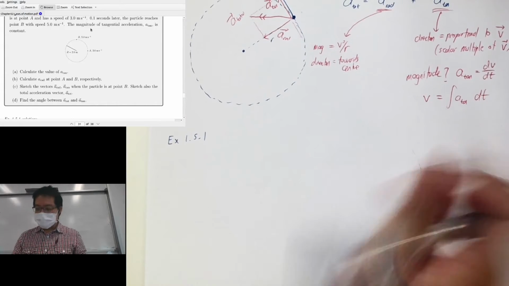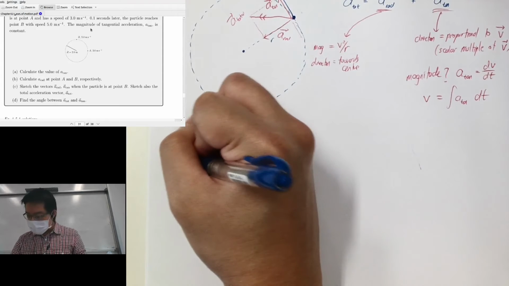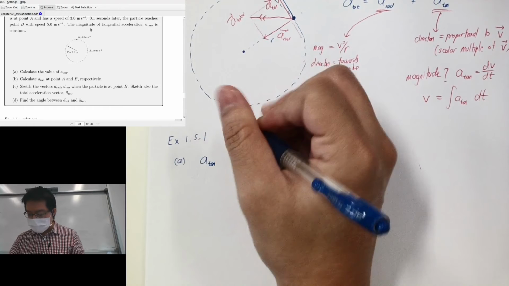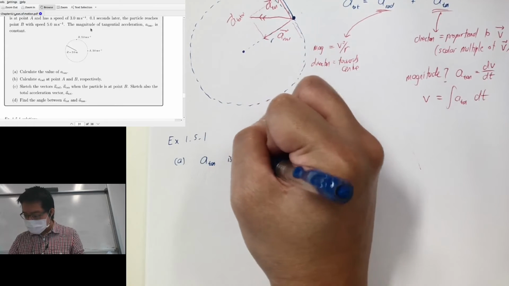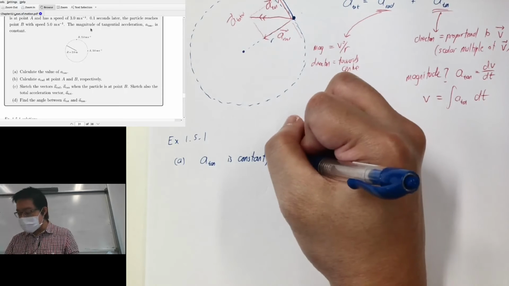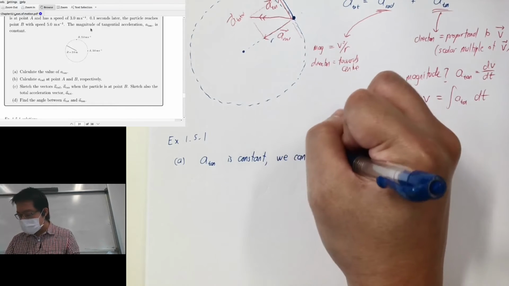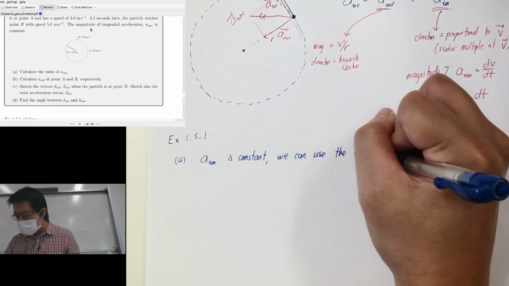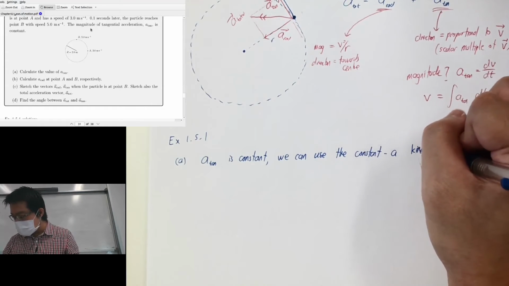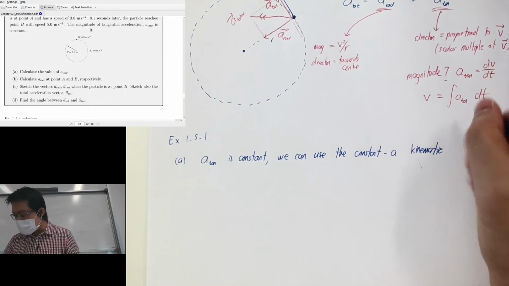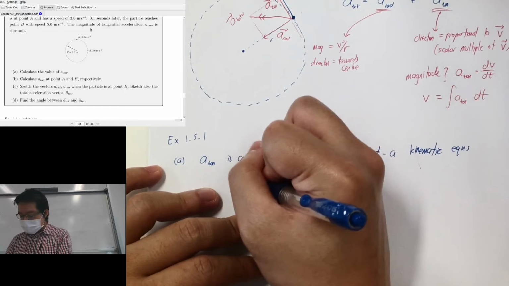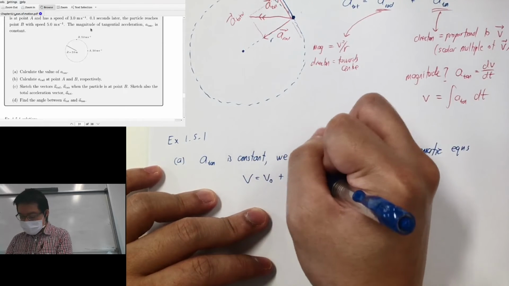So let's try to solve this. As the question said just now, the magnitude of the tangential acceleration is constant. Since this is constant, we can use the constant acceleration kinematic equation, the equation that we derived at the end of the very first class, which is just v equals the initial v plus a t.